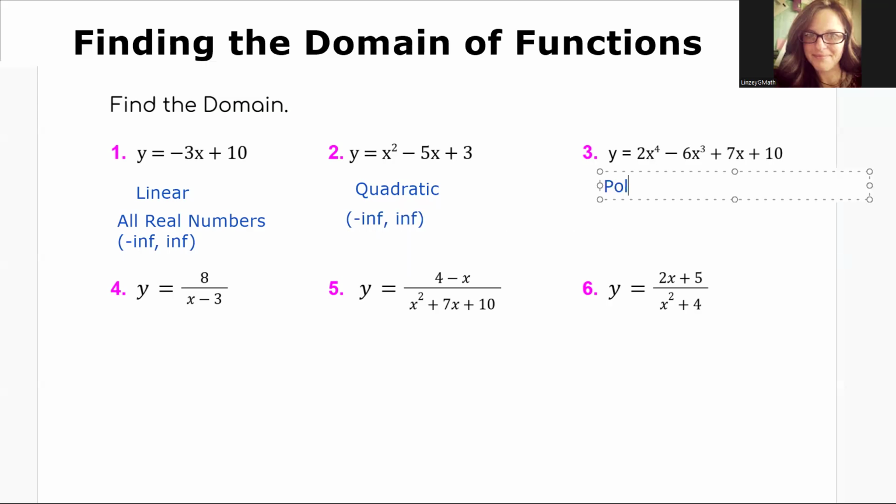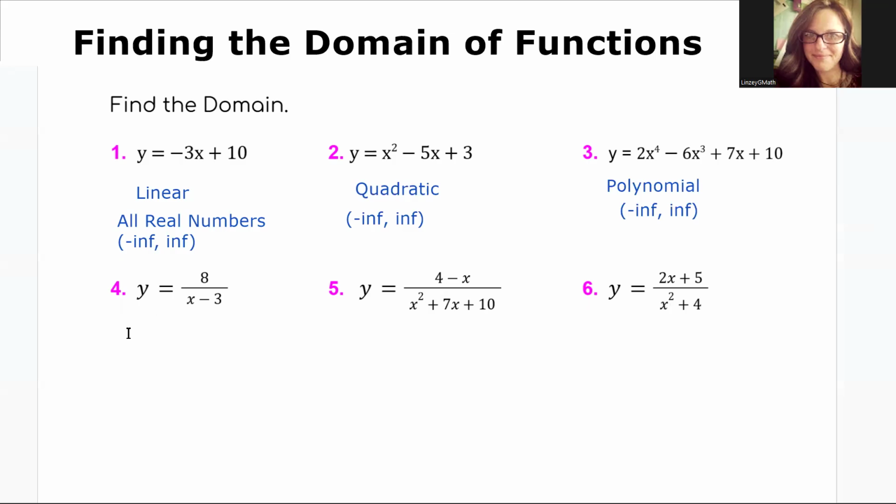Number 3, polynomial function. A polynomial function is also a continuous function with no domain issues. We're not taking the square root of a negative. There is no square root. And we're not dividing by 0. Speaking of dividing by 0, numbers 4, 5, and 6 do have denominators.